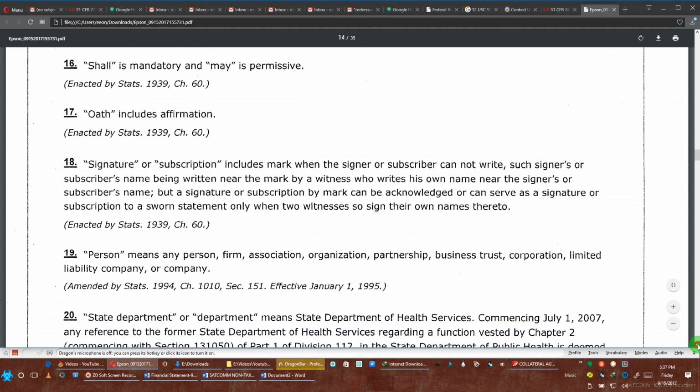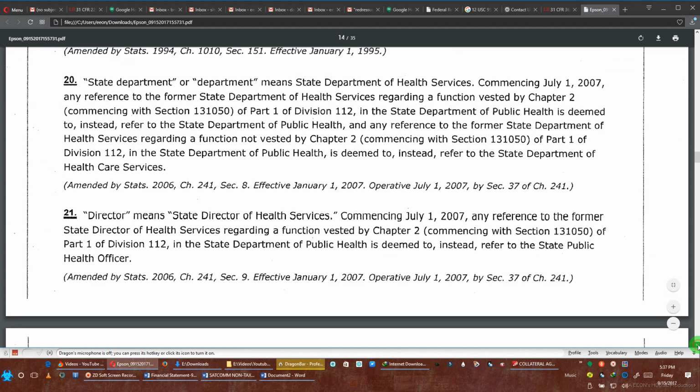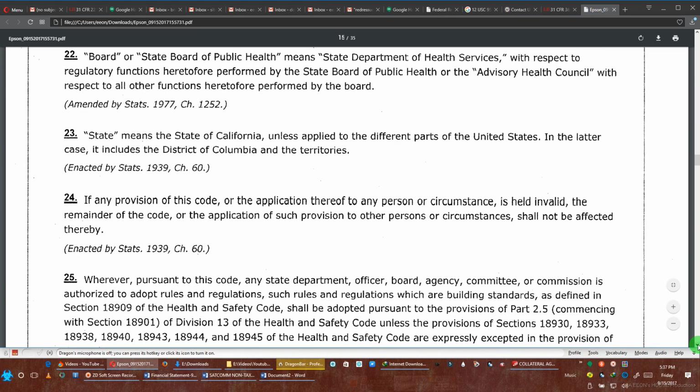Signature, person, State Department, Director of Health Services, Board, State. Now look at this. State means the state of California, unless applied to the different parts of the United States, and in the latter case, meaning the United States, it includes the District of Columbia and the territories. State can never include those individuals.